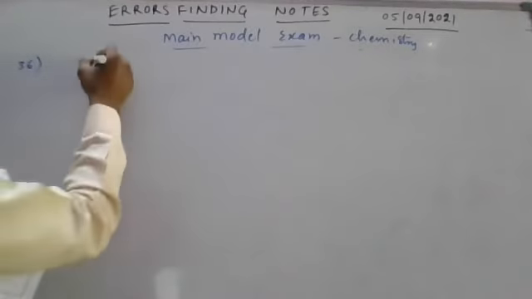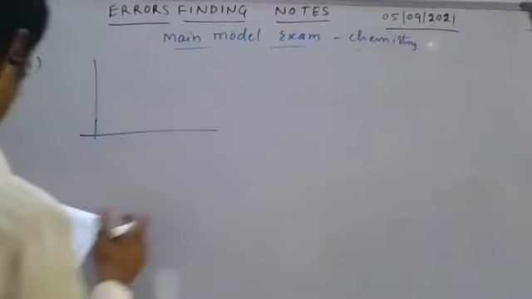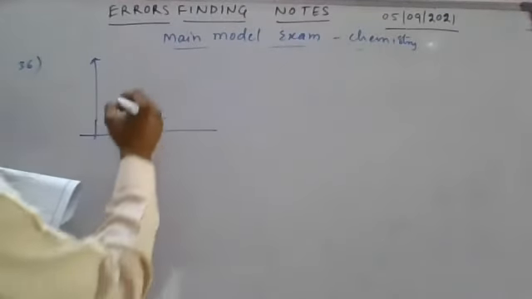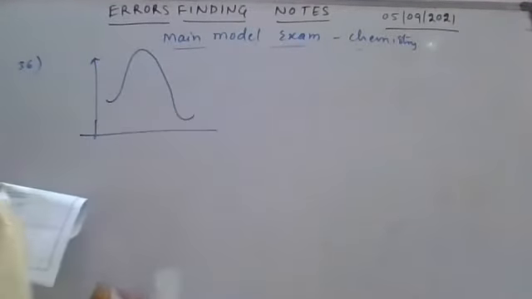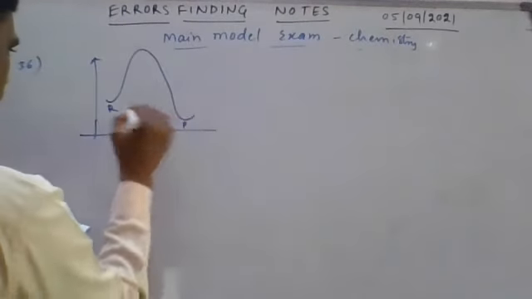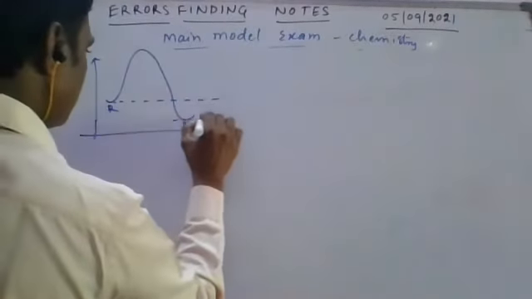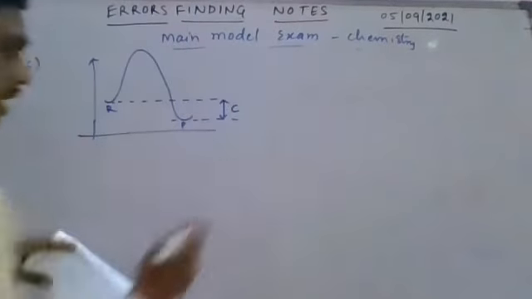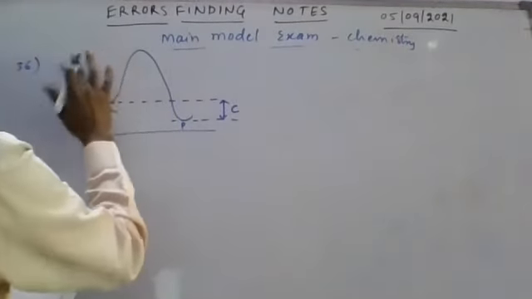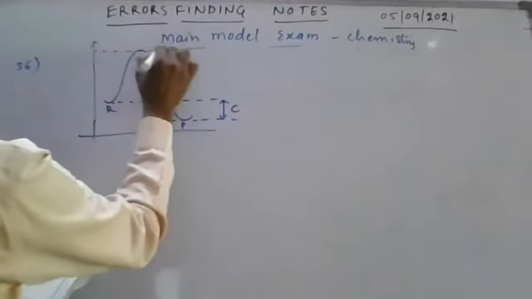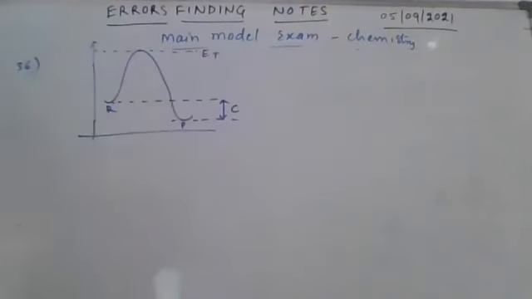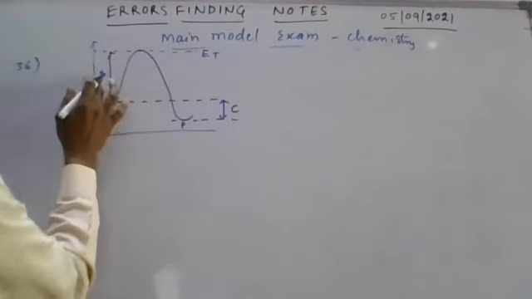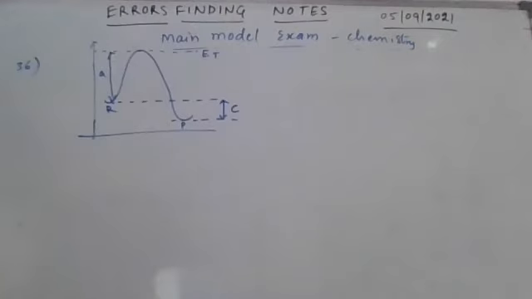Question number 36. Graphical representation, reaction coordinate versus potential energy. Here this is the reactant, this is the product. This value is given as C. And this is ET, the threshold energy or energy barrier. This value is given as A, meaning A is the activation energy.